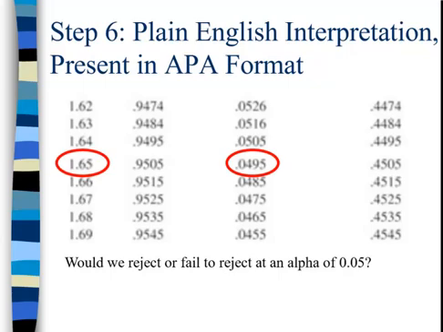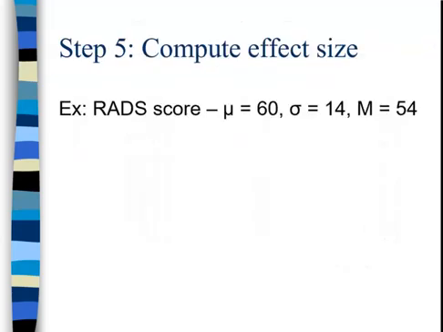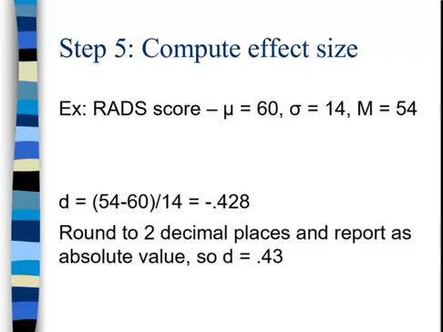And so this becomes very interesting, right? Because if we reject the null, that means we have an effect and we compute the effect size. And if we do that, here's what we get. If we take the sample mean minus the population mean divided by the population standard deviation, we get an effect size, a Cohen's d of negative 0.428. And if we round it appropriately and report the absolute value, we get a Cohen's d of 0.43.